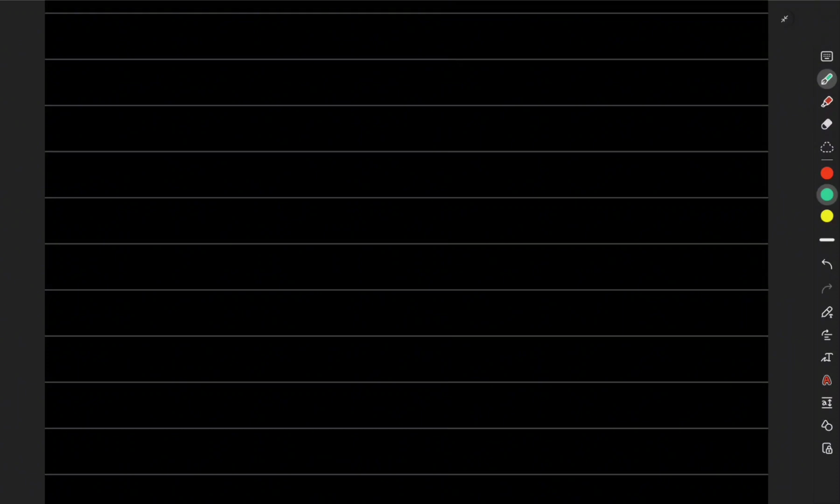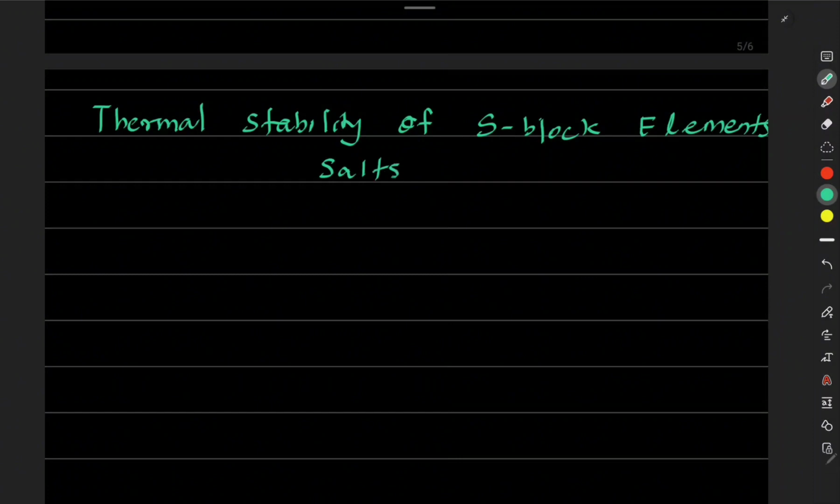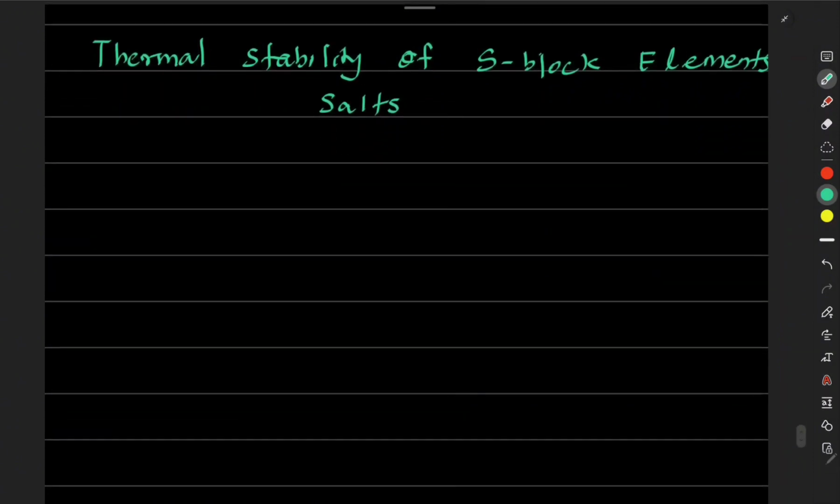Thermal stability of S block element salts. We have three decompositions: nitrate decomposition, carbonate decomposition, and bicarbonate decomposition. The main point is that thermal stability increases down the group.